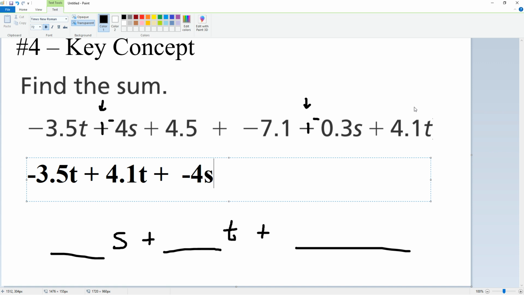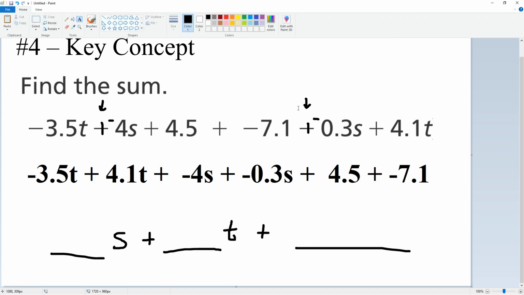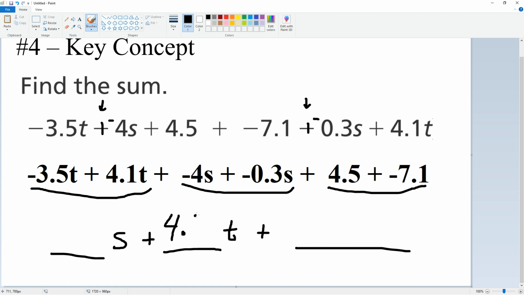Plus negative 4s plus negative 0.3s plus 4.5 plus negative 7.1. Oops, keep that back up here. So you can see now I've rewritten these. All my T terms are together, all my S terms are together, and all my constants are together. I notice that my S's are both negative, so I'm just going to slap those two together. 4 plus 0.3 is 4.3. Negative and negative make a negative.